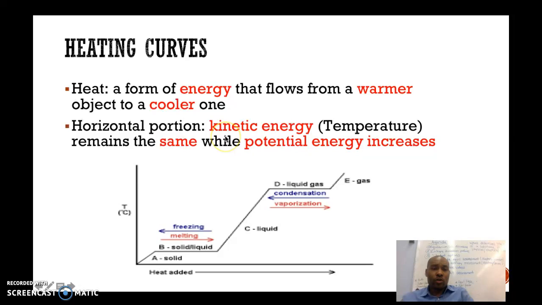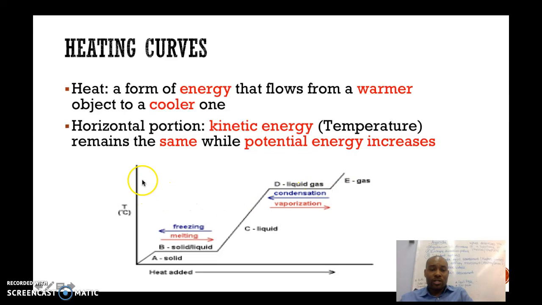Okay, we also can represent some of these phase changes using some diagrams, like heating curves. So let's start off by defining heat. Heat is a form of energy that flows from a warmer substance to a cooler one. And if you look at this diagram here, you see it goes up, it stays steady, it goes up again, it stays steady, and it goes up once again.